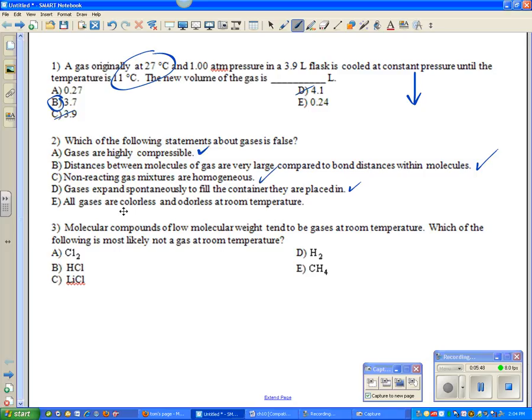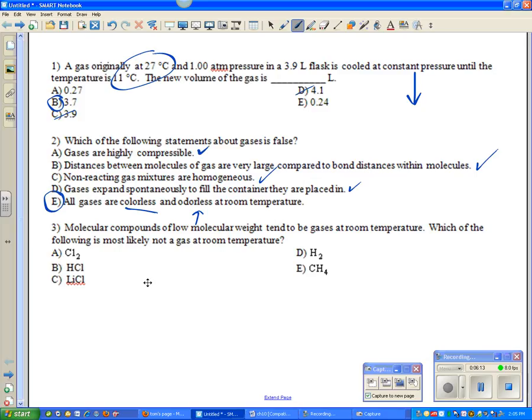All gases are colorless and odorless at room temperature. Well, chlorine and bromine are colored. There's plenty of other gases out there that are colored, and lots of gases smell. You've smelled plenty of gases in your life. I won't go into details. So that was E.